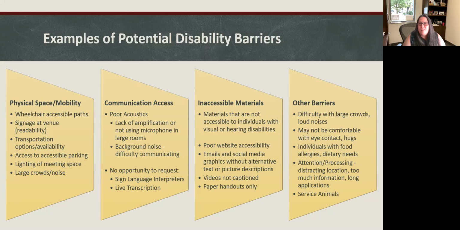Transportation options and availability. Obviously when you're going on events, if you typically take the 15-passenger van to go on your retreats, what would you do if somebody couldn't use a 15-passenger van? You might need an accessible type of transportation. I'll talk about that as an option. But I also ask, is transportation available to get to your meeting or event?